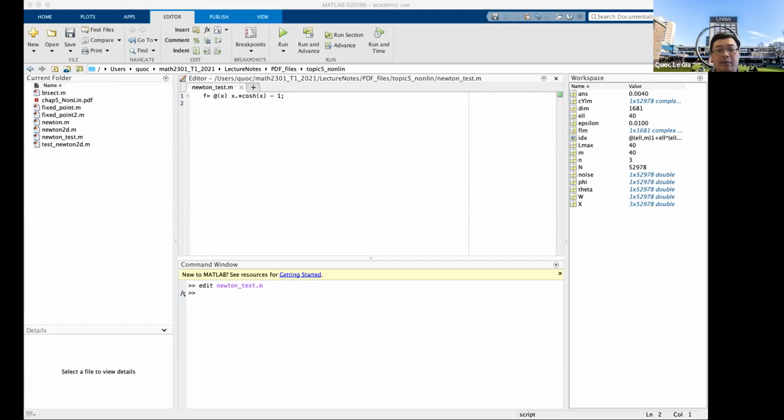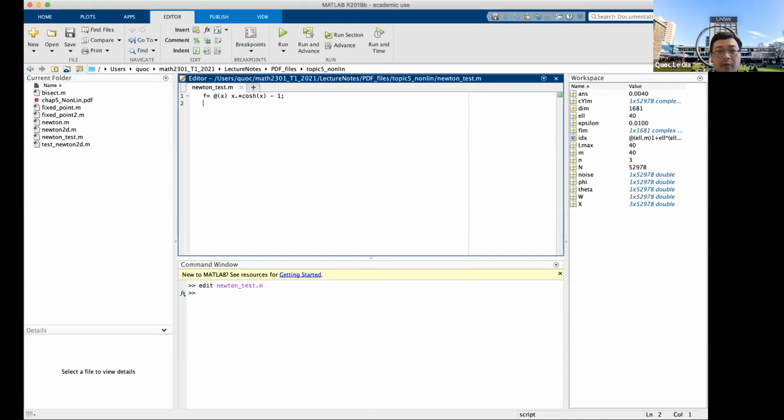And now, what is the derivative of this function? If you remember your derivative, take the derivative of this one by the product rule. So hyperbolic cosine x, plus... If you take the derivative and apply the product rule, the x derivative is just 1, so you have cosine x, and the second term will be hyperbolic sine. So this is your derivative.